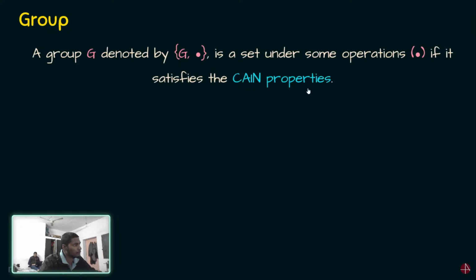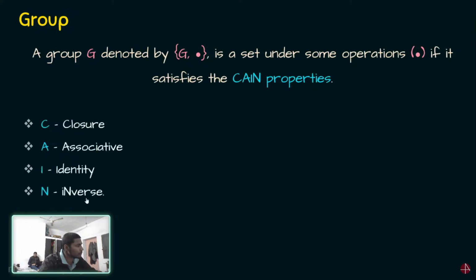Now, what are the four properties, the CAIN properties, to be satisfied for the set to be a group under the operation dot? The properties are C for closure, A for associative, I for identity, and N for inverse. If these four properties are satisfied, then G comma dot is said to be a group. Please note, this dot is a binary operation. It takes two inputs and generates the output. No worries, when we see an example, it will be easy for you.